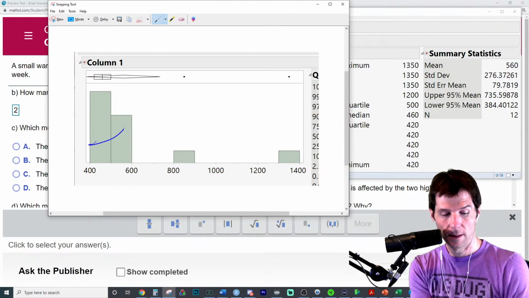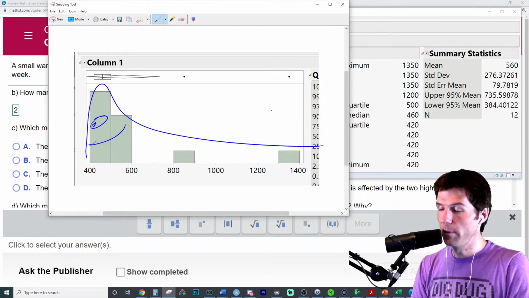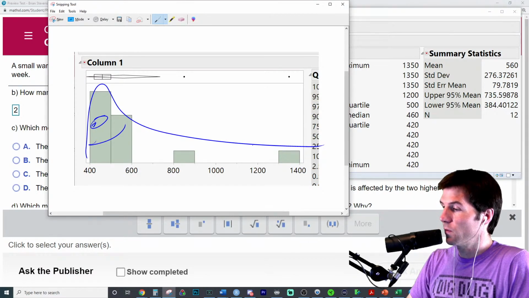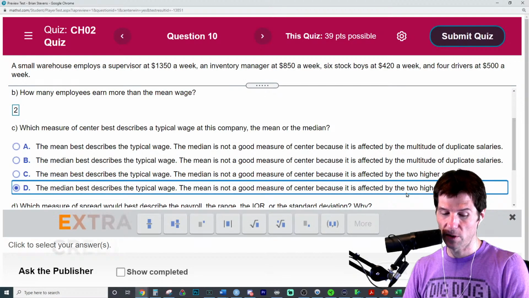Skewed to the right. Here's a little monster man. There's a little monster man tail. And the mean is above the median. So it's very, very right skewed. Great job. 20 points. Everyone following along. Keep following along. Keep answering those questions.